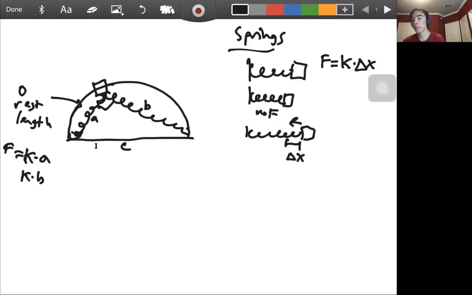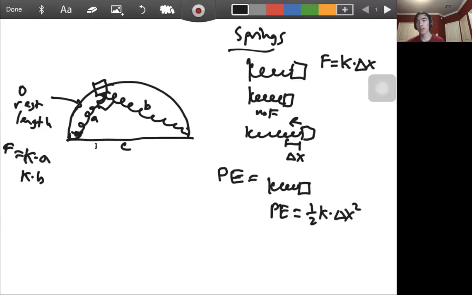These forces are in different directions, remember. And there's one more thing I have to explain, which is the potential energy of a spring. If you have a coiled up spring, the potential energy, like the amount of kinetic energy it can give, is equal to 1/2 K times delta x squared, where delta x is again the change from the rest length. So the total potential energy of the system is 1/2 K A squared plus 1/2 K B squared, because we have the potential energy from the two springs.